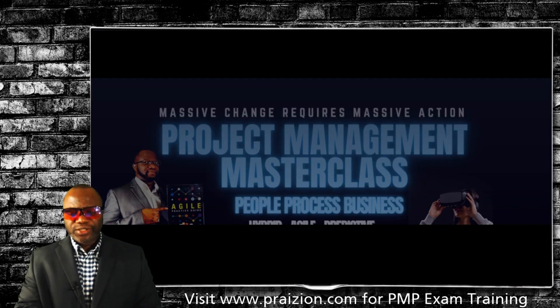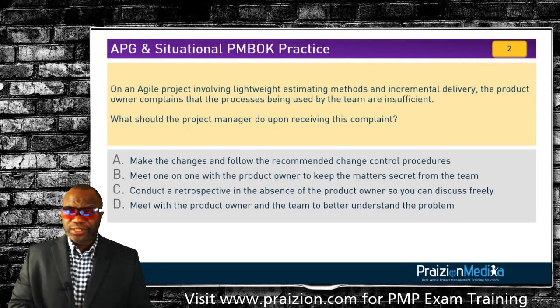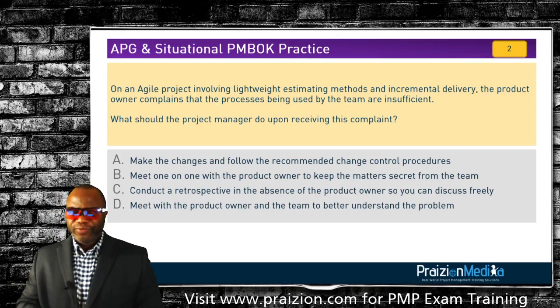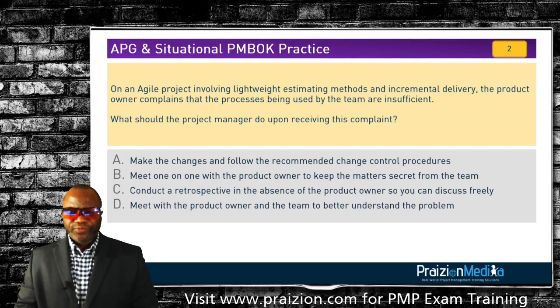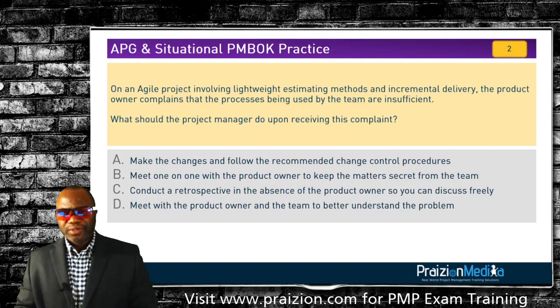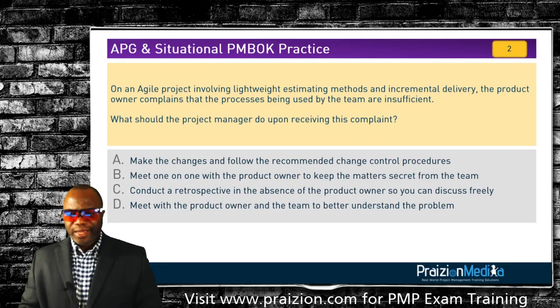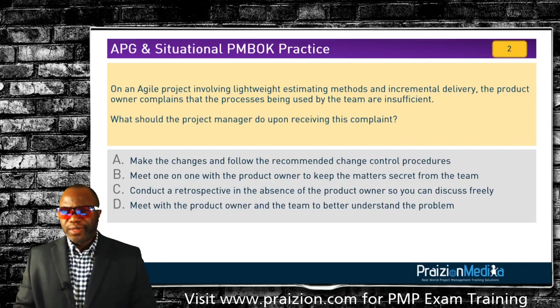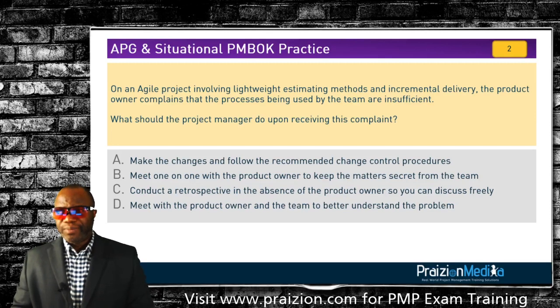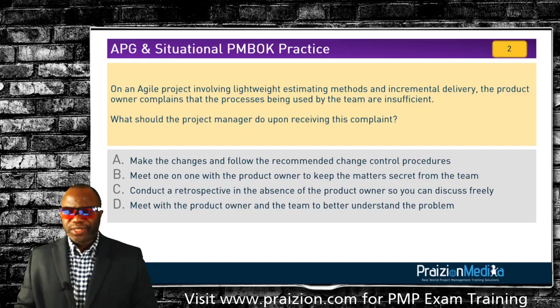All right. So let's jump into a few of our questions for today. You might remember these questions from our previous session, and I'll be very quick with them. I would ask for you to hit the pause button, take a best guess, and I'll tell you what the answer is. Okay? So let's read. On an Agile project involving lightweight estimating methods and incremental delivery, the product owner complains that the processes being used by the team are insufficient. What should the project manager do upon receiving this complaint?